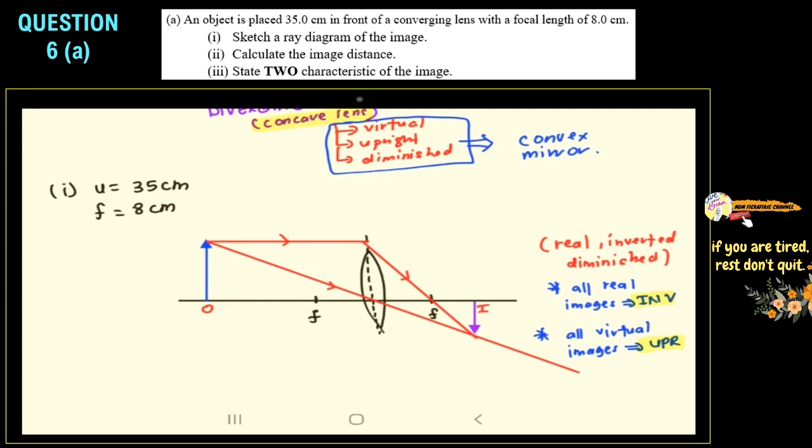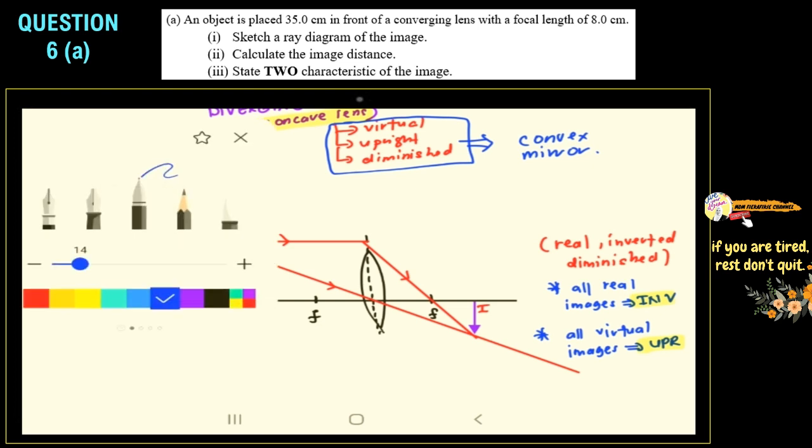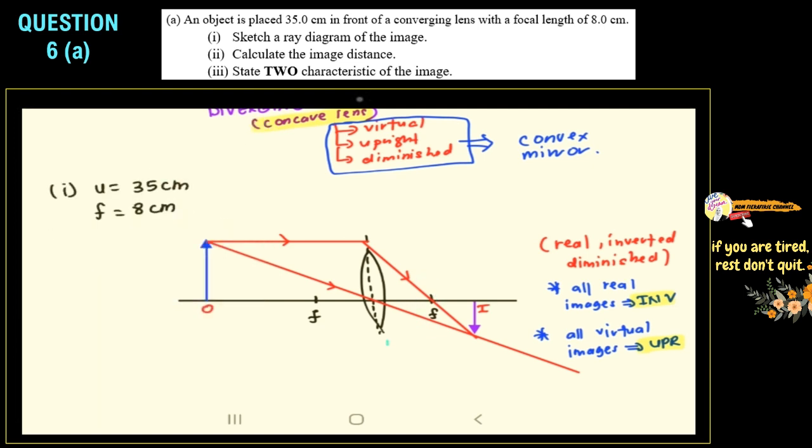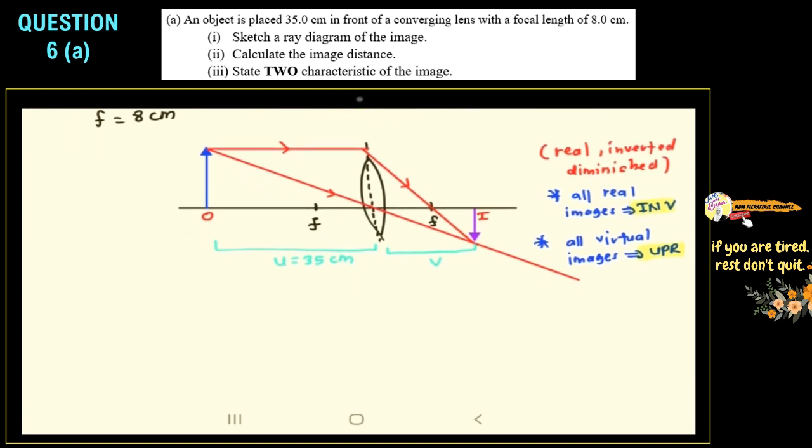Okay, so number 2, calculate the image distance. So kita nak tengok lah berapa image distance from the lens. So image distance tu daripada mana ke mana? Dari sini lah, lens ke image ni lah. Okay, V. Ini tadi U. Kan? So kita nak cari V kita berapa. Okay.